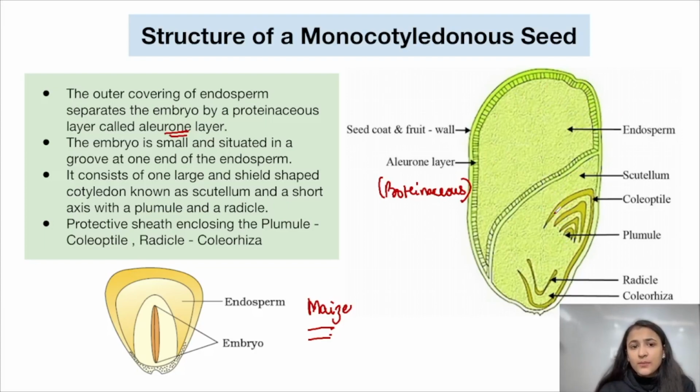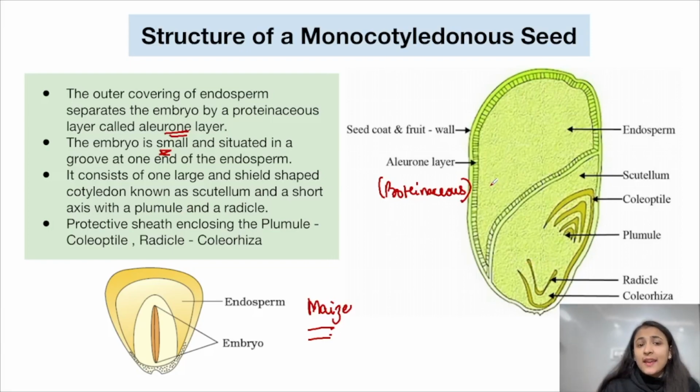It is distinct from the embryo because of this layer, the aleurone layer, which separates the endosperm and the embryo. The embryo here is very small and it is situated in a groove at one end of the endosperm. So this is the embryo. This region here represents the embryo region, and it is present at one end of the endosperm in a small groove. The majority of the region is constituted by the endosperm, and the embryo is present towards one end.